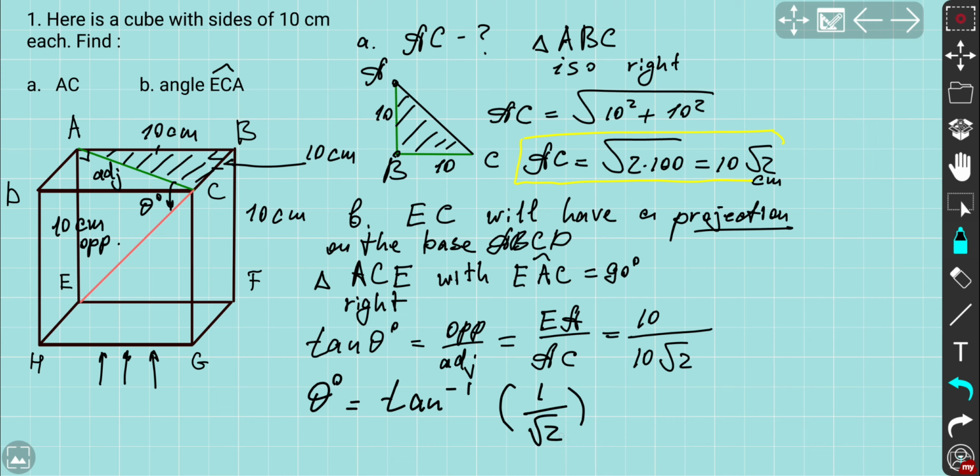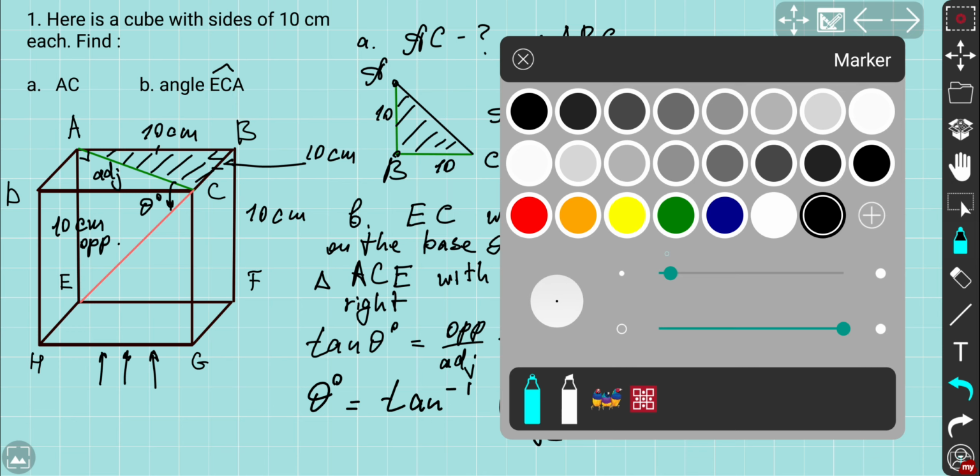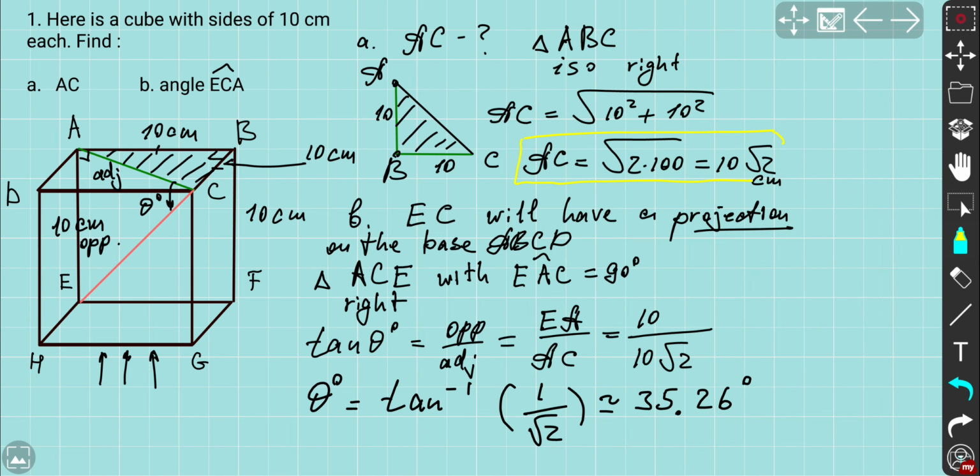So let's go to second function on your calculators. Take tan inverse of 1 over, and then take square root of 2. So we've got around 35.26 degrees. That's going to be the answer for the angle ECA. All right, so that's the final angle. Angle ECA is angle theta, and that's the value for it.